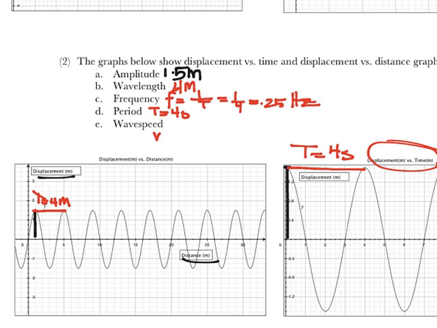And then to get wave speed, we use v equals lambda f. We know that our lambda, our wavelength, is 4 meters. Our frequency is 0.25, and so we have 1 meter per second, because 4 times 0.25 is 1.